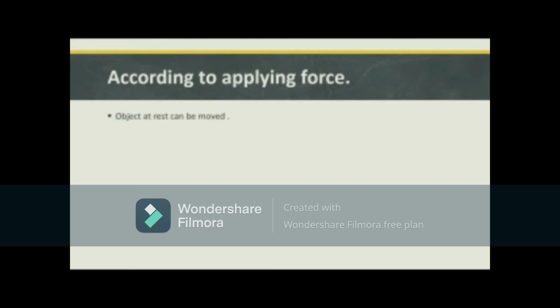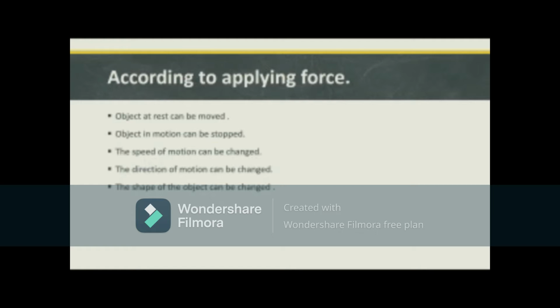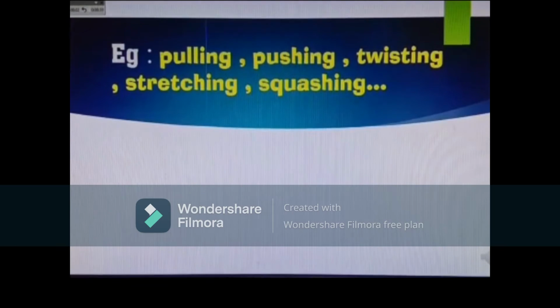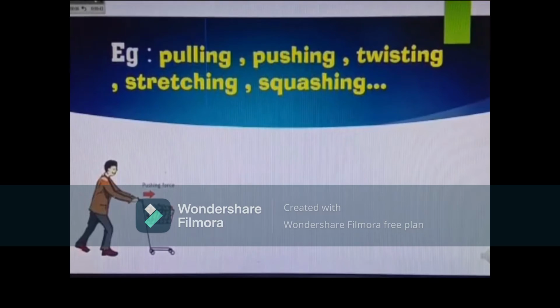An object in motion can be stopped. The speed of motion can be changed. The direction of motion also can be changed. The shape of the object can be changed. Examples: pulling, pushing, twisting, stretching, squashing.